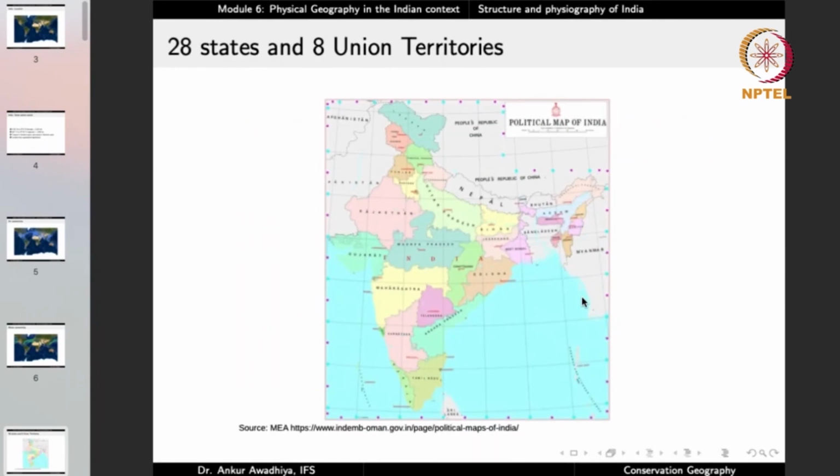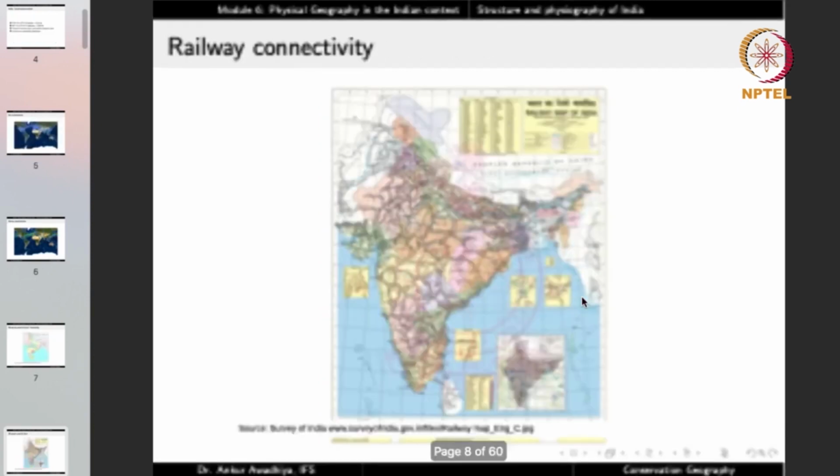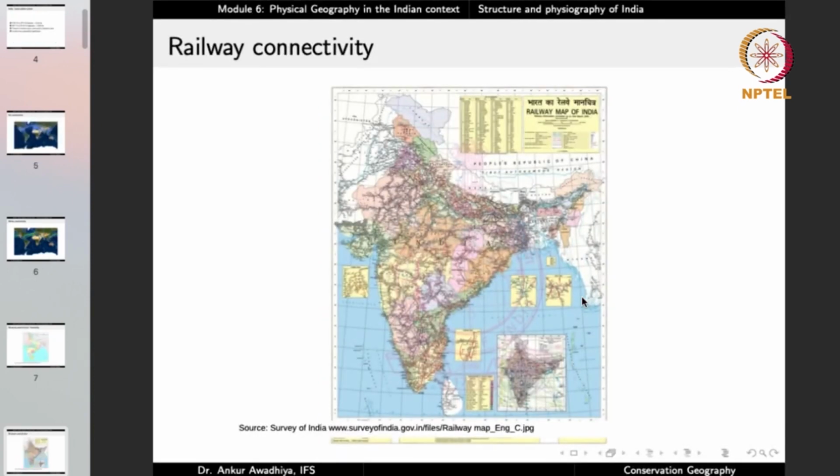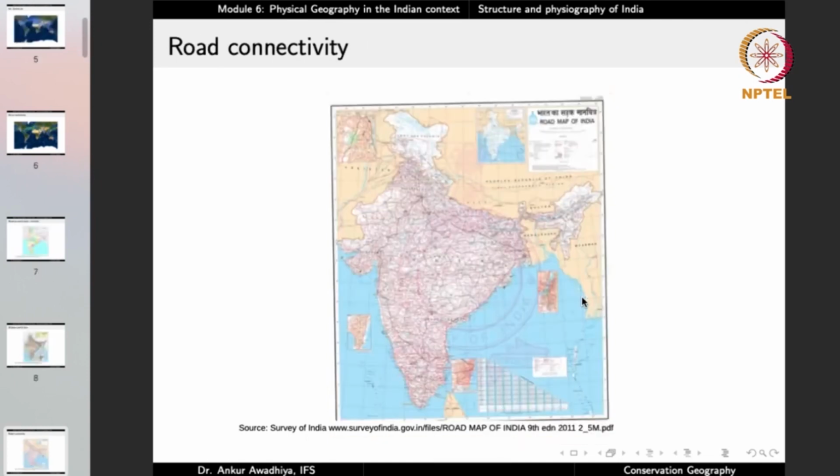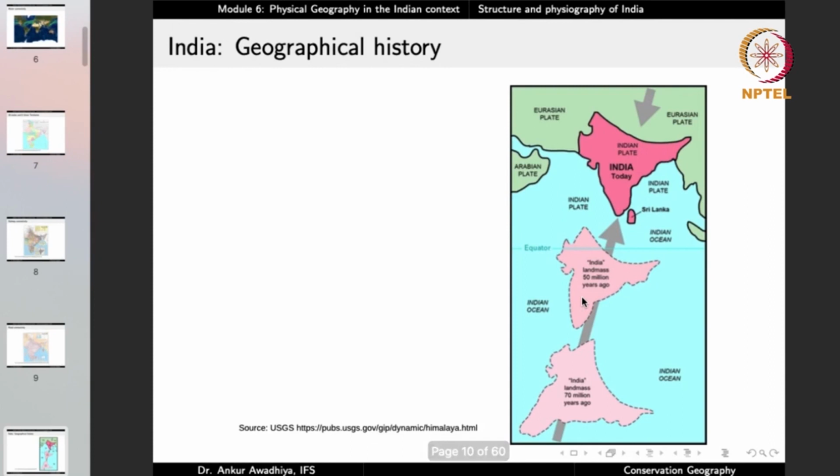We have 28 states and 8 union territories. So, this is the political division of India. The country is very well connected. If we talk about, say, railway connectivity, we have some of the highest densities of railways in the world. The road connectivity also is very good.